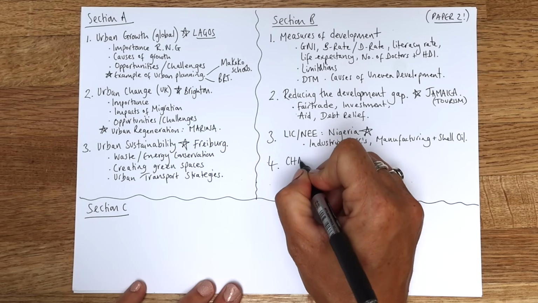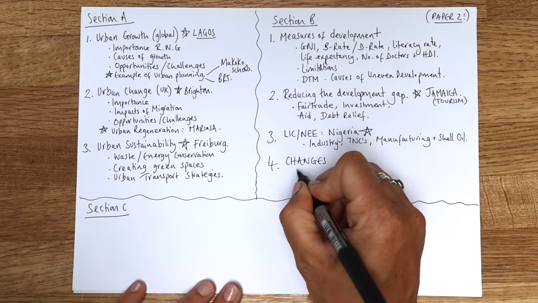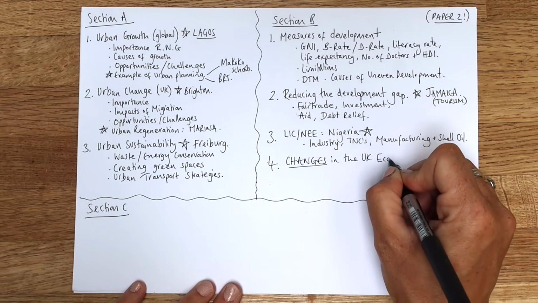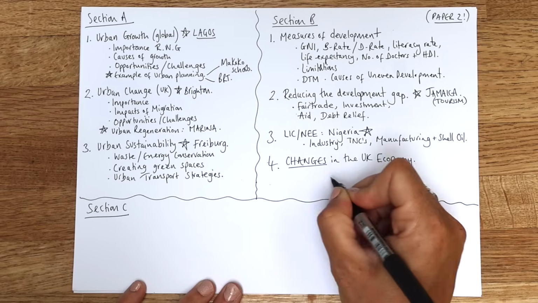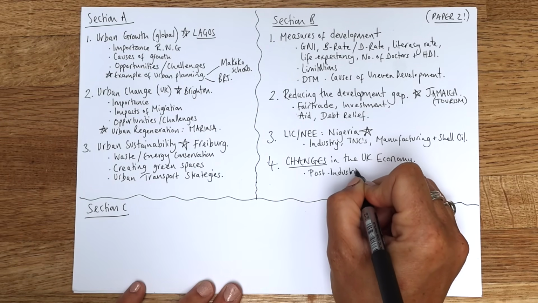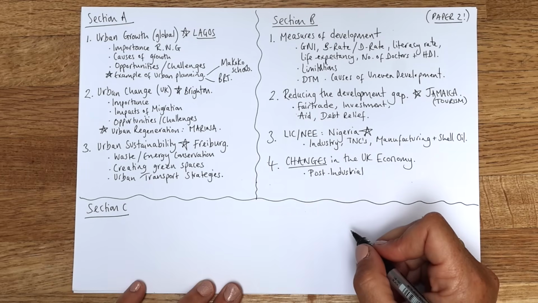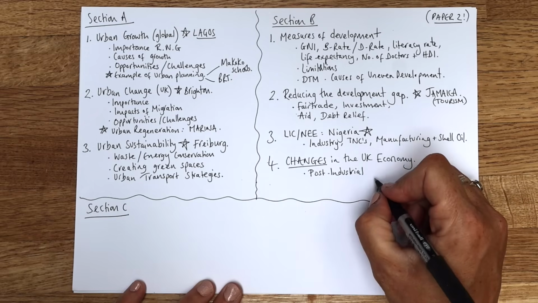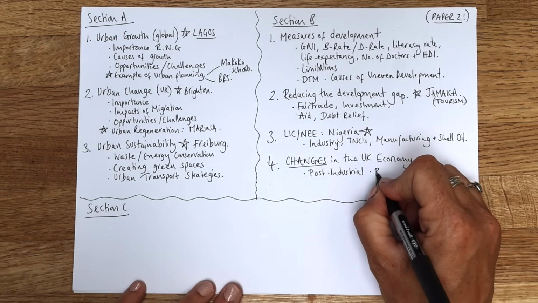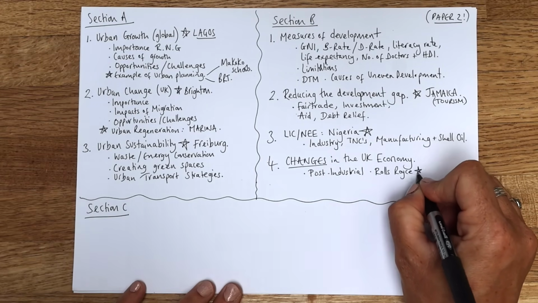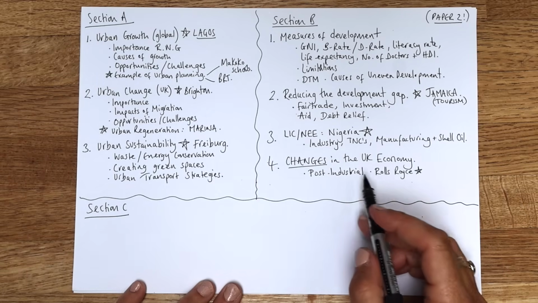Changes in the UK economy. I'll put that in capitals. Changes in the UK economy. So this is all about how we've moved into a sort of post-industrial economy now, and it'll be looking at things like modern industrial development. I've got one that I've done a case study on Rolls-Royce for you, and that's a very sustainable company as well.